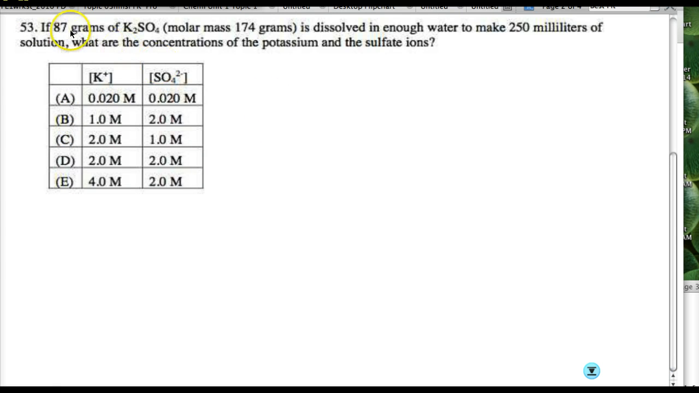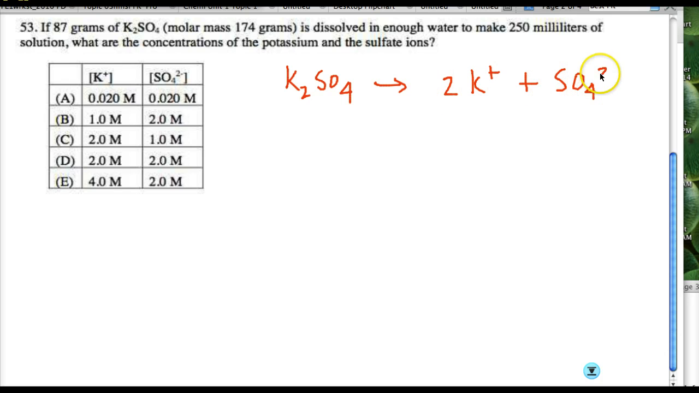Okay, so this question says, if 87 grams of potassium sulfate with a molar mass of 174 grams is dissolved in enough water to make 250 milliliters of solution, oh good, we're making a solution. What are the concentrations of the potassium and sulfate ions? Well, guess what? I've got K2SO4. When this ionizes, I get 2 K+ and 1 SO4 2-.